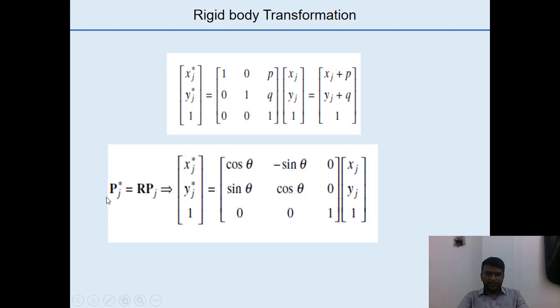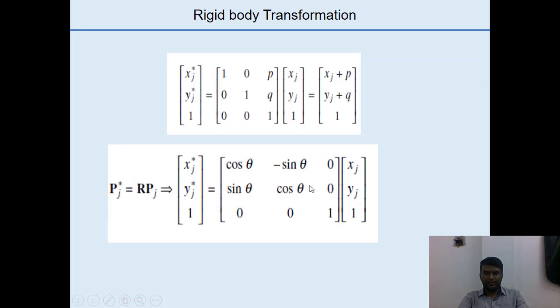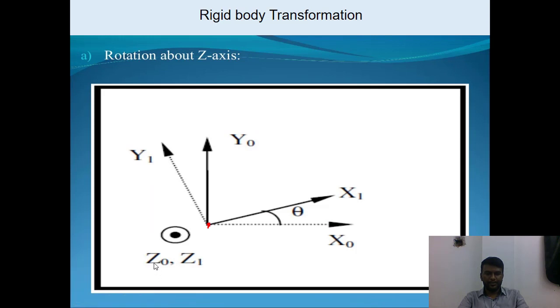Here again, if we convert the rotation into a homogeneous matrix, it can be written as xj star, yj star, 1 equals the matrix cos theta, minus sin theta, 0, sin theta, cos theta, 0, 0, 0, 1, times the vector xj, yj and 1. If we go back to the rotation, it can be written as we have seen. This is the rotation about the z axis, with cos theta, minus sin theta, sin theta, cos theta, and the dummy row 0 0 1.